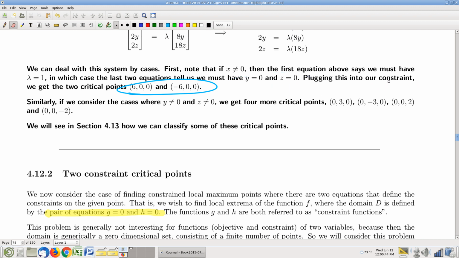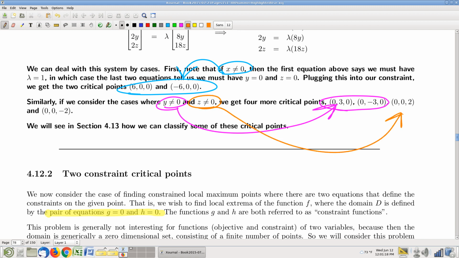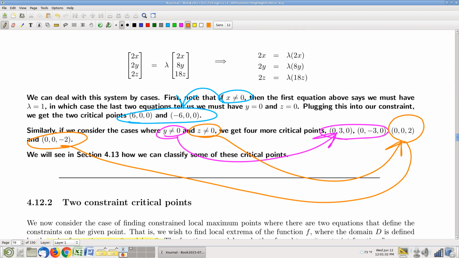Now those two critical points came from assuming x was non-zero. That does not exhaust all the possibilities, right? It's also possible that y might be non-zero, in which case x could be 0. So you got to go through these three separate cases. What if x is not 0? What if y is not 0? What if z is not 0? And y not equal to 0 gives us these critical points. Z not equal to 0 gives us, that didn't circle well, those critical points. And so, in fact, we have 6 critical points, not none. Right? So be really careful with this bit of algebra.